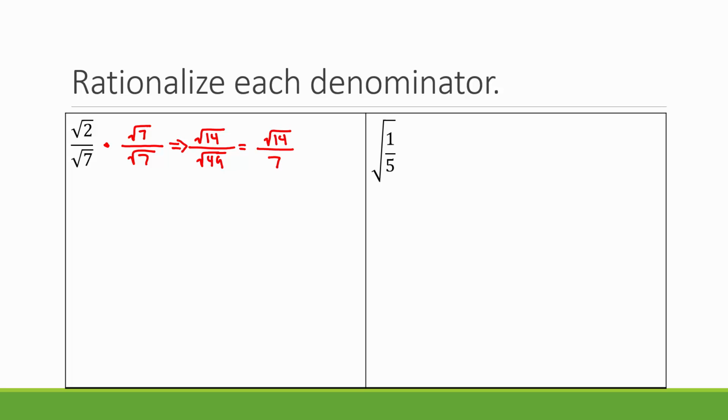Now again, I cannot simplify this fraction here because the square root of 14 is under the square root symbol, whereas 7 is not. So this will be my final answer.